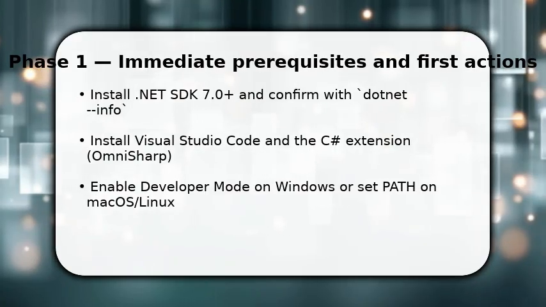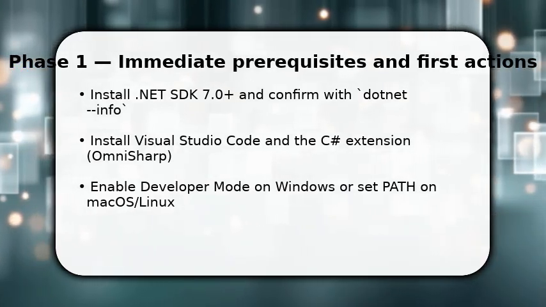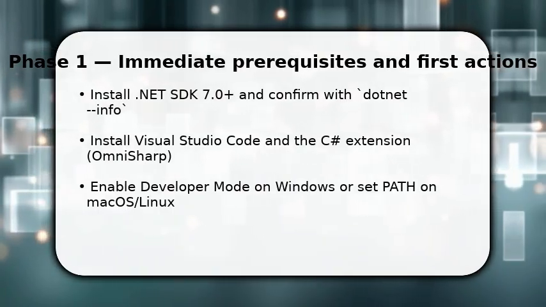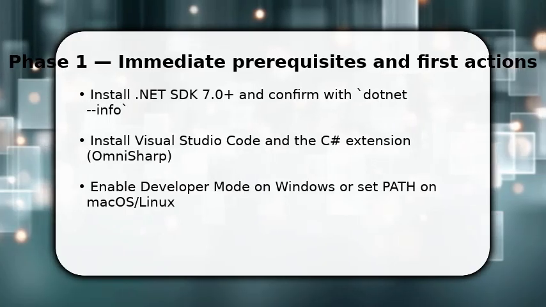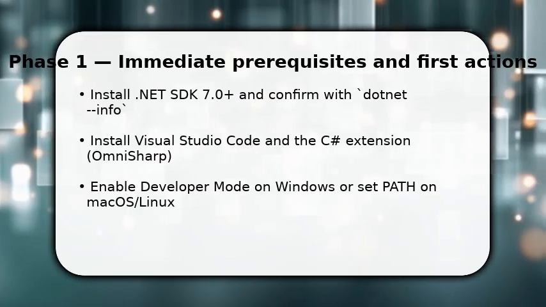You start by getting prerequisites in place. Install the .NET SDK and Visual Studio Code because VS Code needs the SDK to build and run projects. Once done, open a terminal and run dotnet --info to verify the SDK. This prevents later build errors.